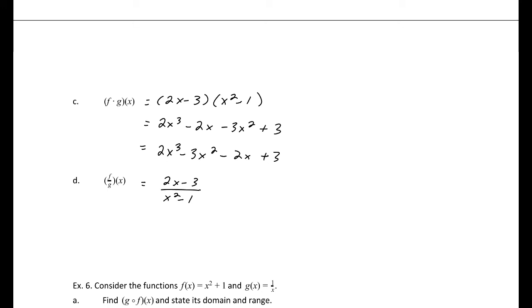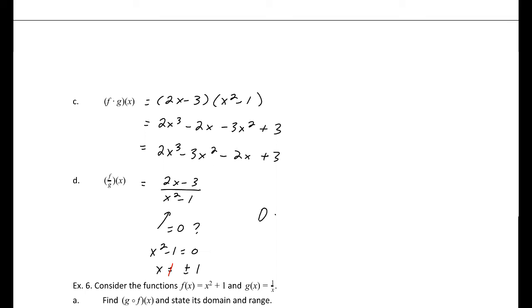F divided by g. Now, what is the domain of this function? Well, the numerator is all real numbers. The denominator, its domain all on its own, is all real numbers. However, we cannot divide by 0. So what values would make this denominator 0? Well, x squared minus 1 equals 0 would give us x equals plus or minus 1. So our domain is x is not equal to negative or positive 1.